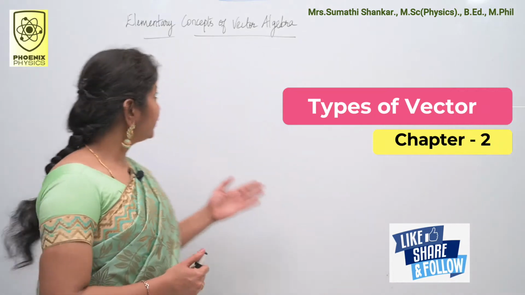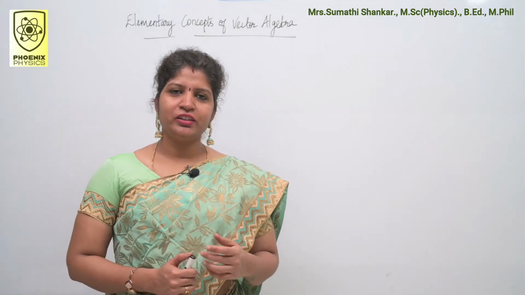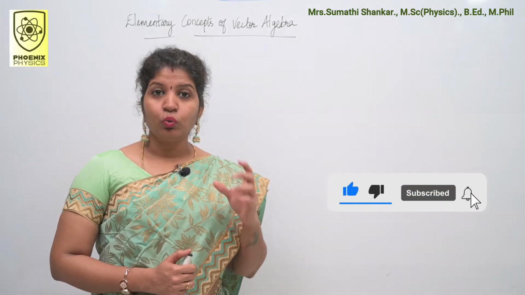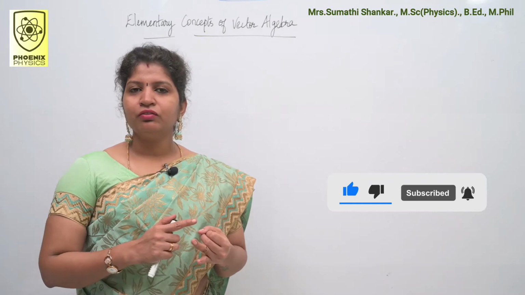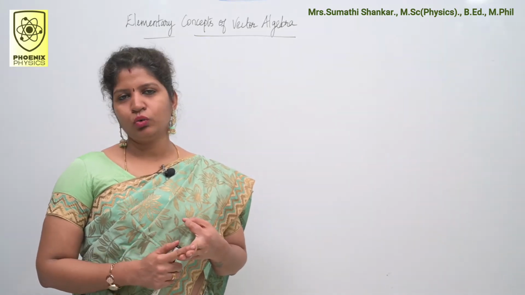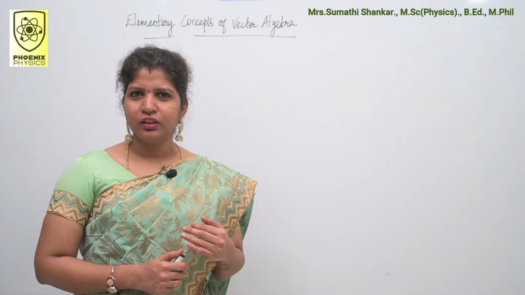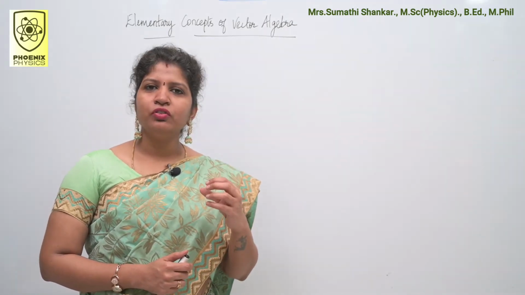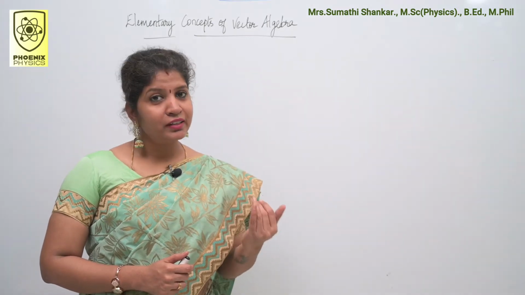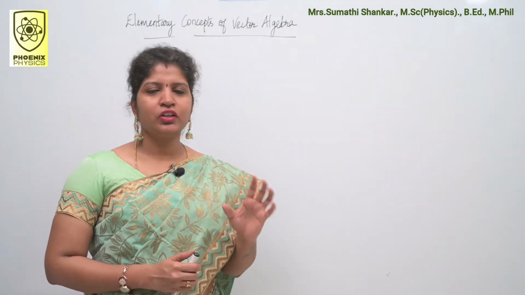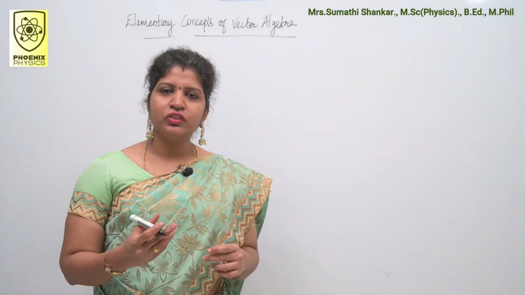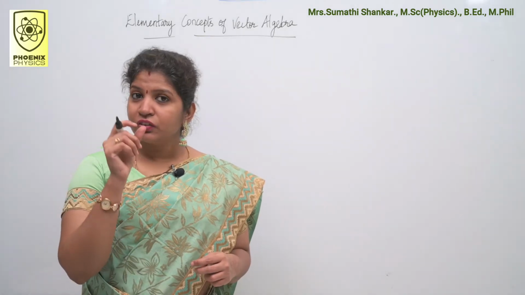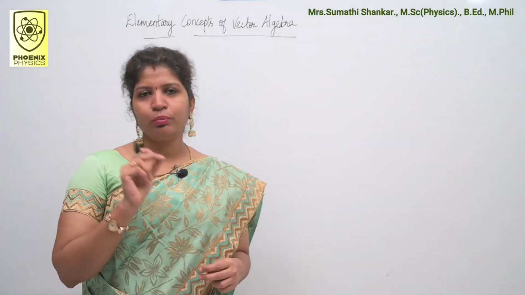Today we are going to learn the elementary concept of vector algebra. In our first lesson, we studied what a physical quantity is, then fundamental quantities and derived quantities. What is a physical quantity? Quantities that can be measured and in terms of which laws of physics are described are called physical quantities. Examples are mass, length, time, electric current, etc. These physical quantities have some properties.